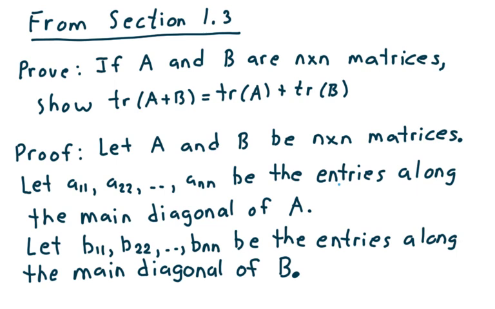What do we know? Let A and B be n by n matrices. Let A11, A22 through ANN be the entries along the main diagonal of A. Let B11, B22 through BNN be the entries along the main diagonal of B. Now, you want to ask yourself, what does the trace of A mean? And what does the trace of B mean?